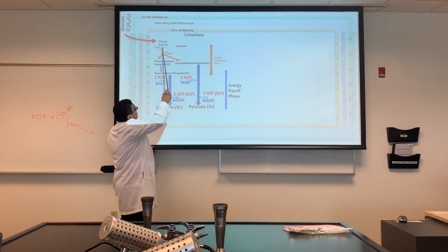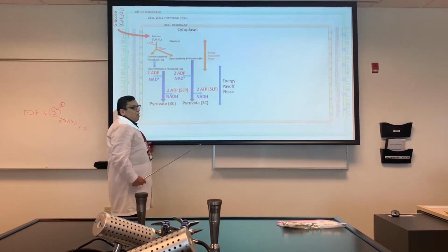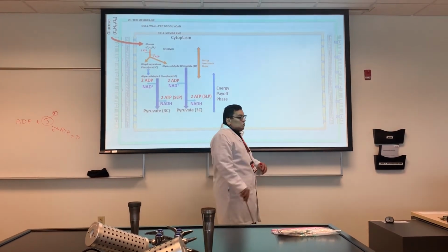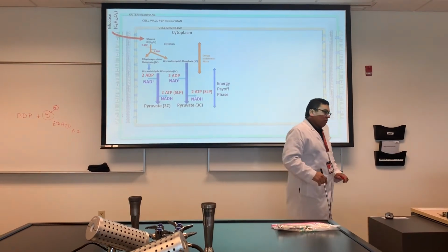The new glucose comes in, 2 ATPs. Another glucose comes in, 2 ATPs. It never shuts down. Thank God. Otherwise, the first time it shuts down, you're done. No ATP, the cell dies.